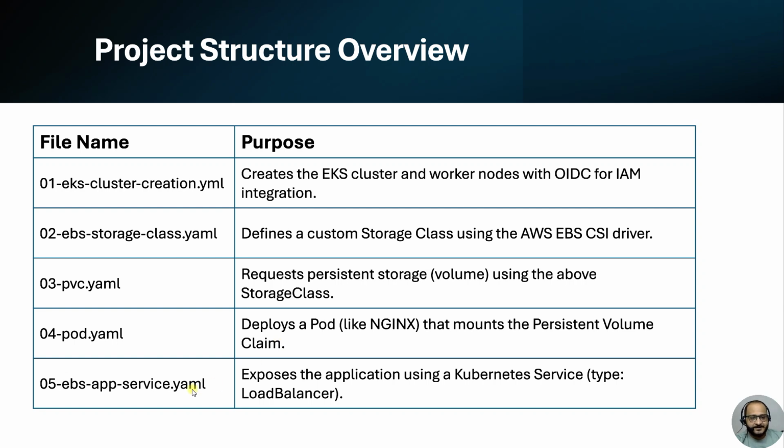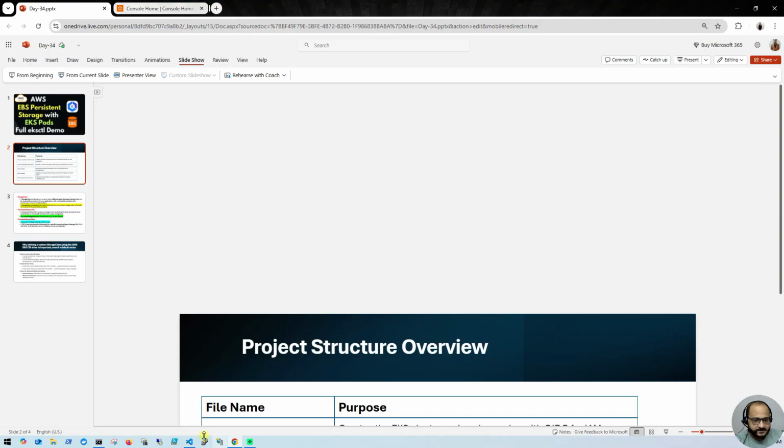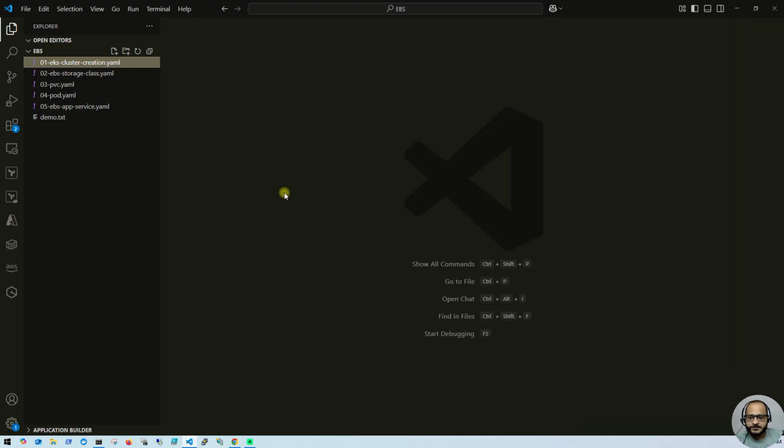The fifth file is the ebs-app-service.yaml file. Here we are going to create a load balancer service so we can access our nginx application from the DNS name or from our local system. So let's see what contents all of these 5 files have. Let me close this and open my Visual Studio Code.